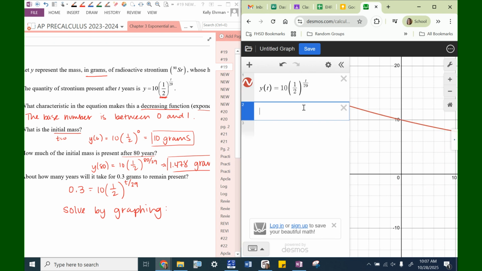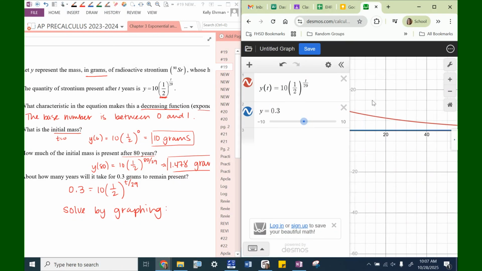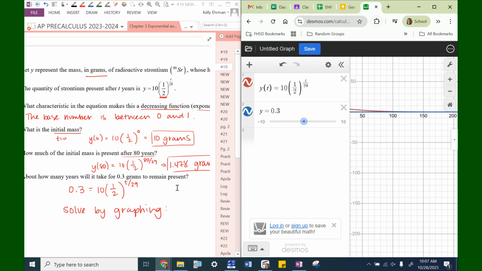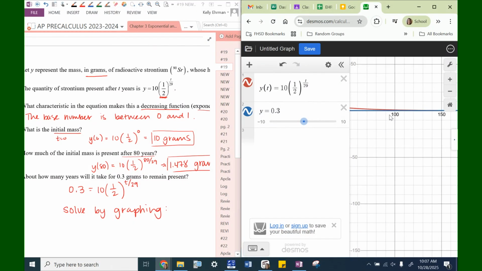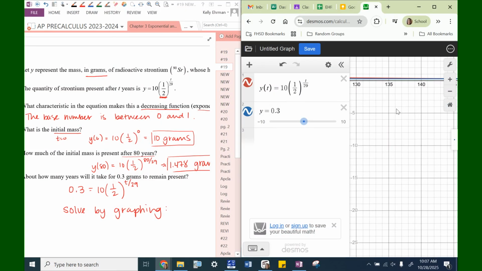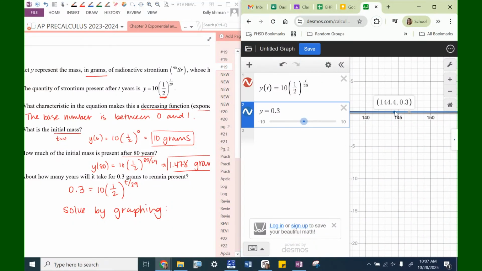And what are we trying to do? When does it equal y equals 0.3? Now, we might have to do some zooming out, right? We know that 80 years took us down to 1.473, so it's got to be something past 80. And how do I know where these cross? It's a little bit of guess and check at this point.